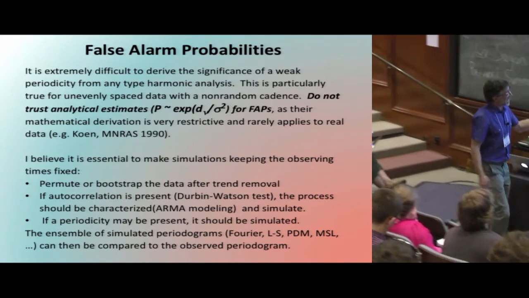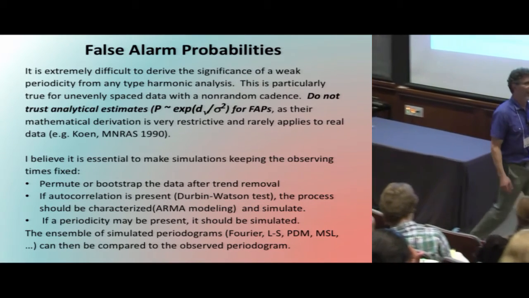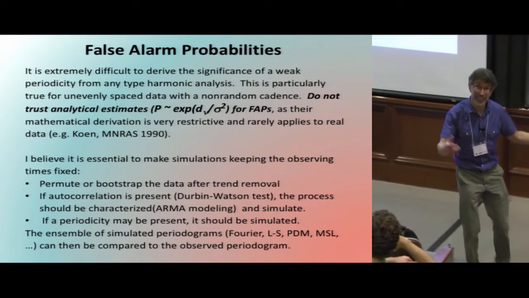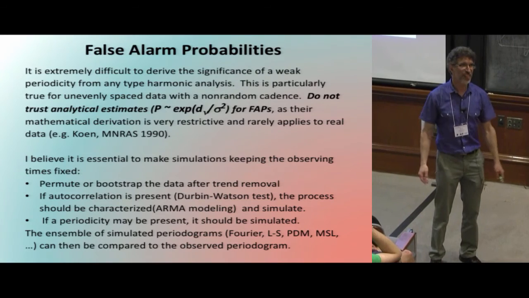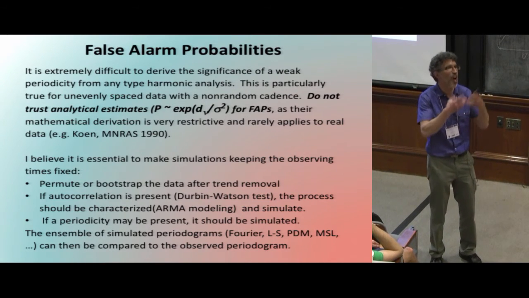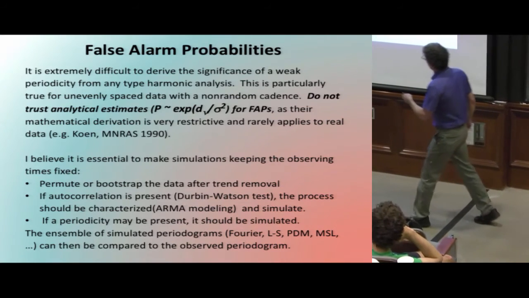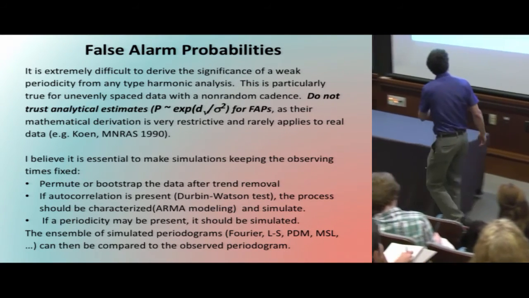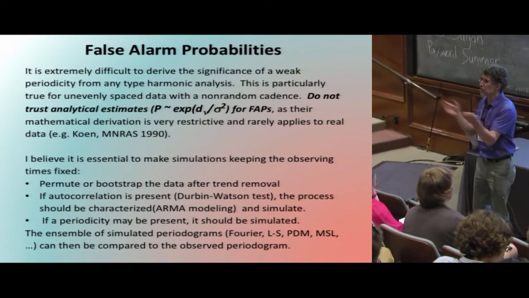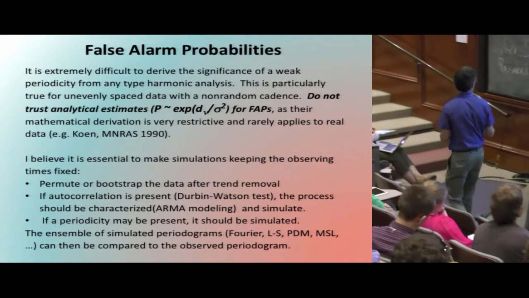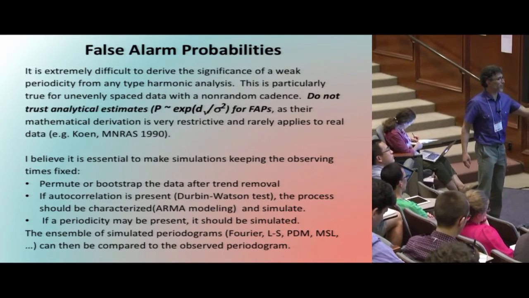So how do you do it? How do you know it's real? It's hard. I don't have any clear answer. It's like the rest of harmonic analysis. It's an art more than a science. So these are my own suggestions. First, permute or bootstrap the data after you remove the trends, just to make sure that it's not just noise. But that still leaves, that gets rid of the autocorrelation.